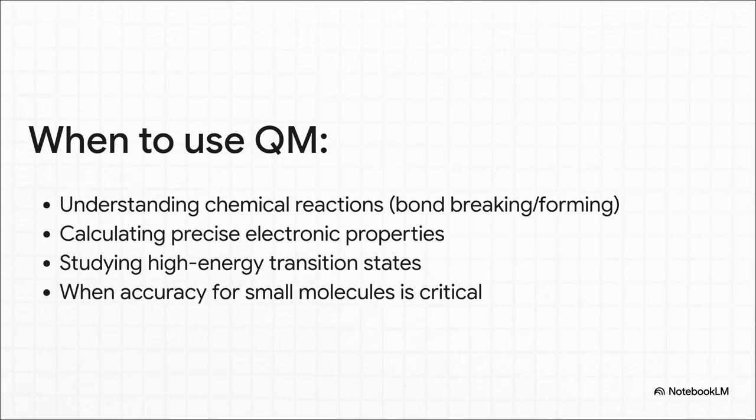But the moment you need to understand an actual chemical reaction, I'm talking about how bonds snap apart and new ones form, you have to use quantum mechanics. There's no way around it. When you need to calculate really precise electronic properties or see what a high-energy transition state looks like, only QM has the accuracy to give you an answer you can trust. It's for when you need to be right.